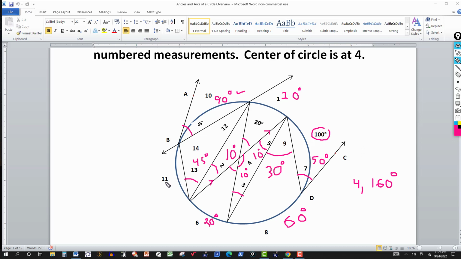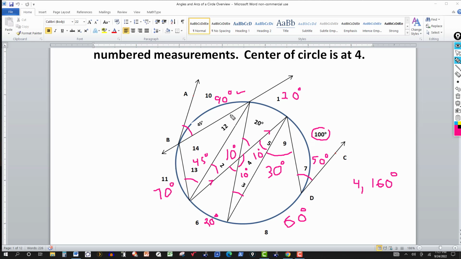Now for number 11, we've got pretty much all the arcs filled in. We got 20, 60, 50 is the angle here, so the arc is 100. So we got 20, 60, 100, 20, and then 90. So we add those up, that's 200 and then 290. So there's 70 degrees left. So 11 would be 70 degrees. This arc, number 11, is 70 degrees.